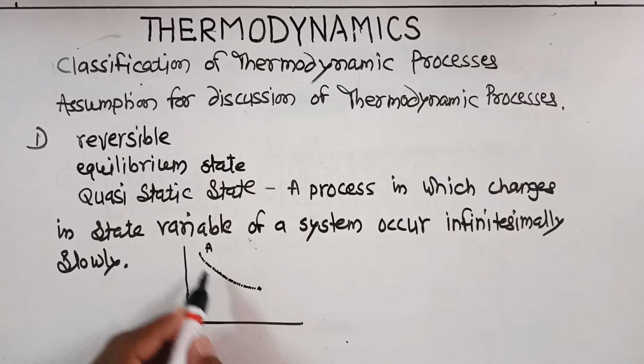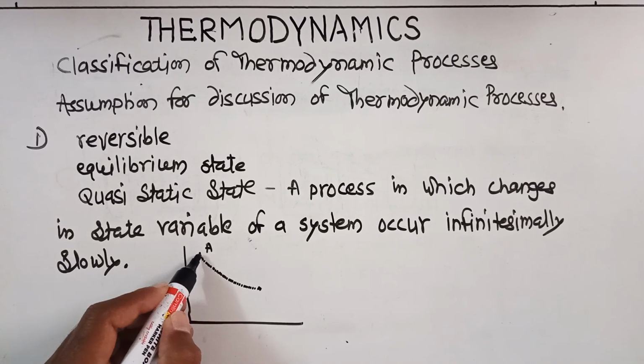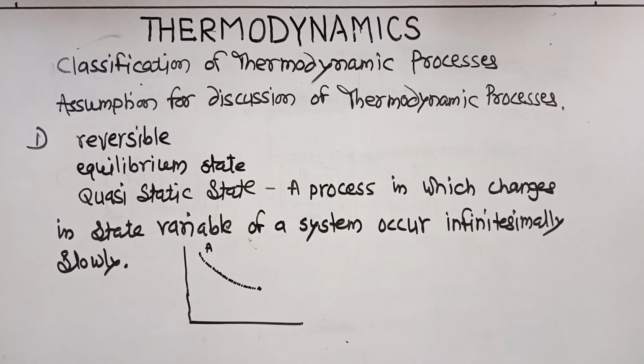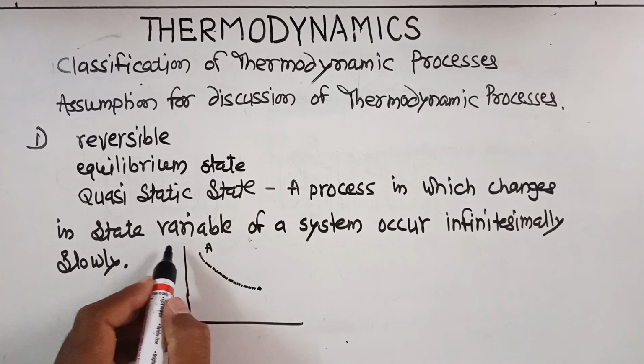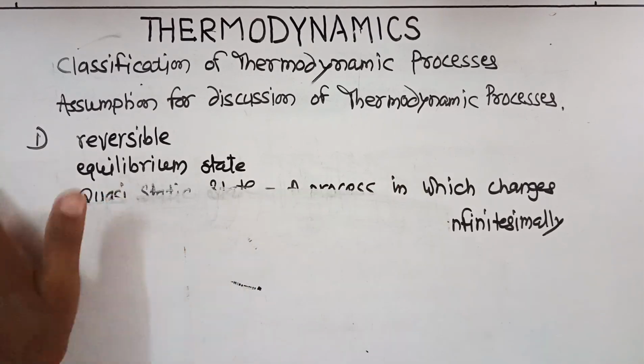In these quasi-static states, the changes between consecutive states are very small. There is a very small change in pressure and a very small change in volume. Such processes are known as quasi-static processes.